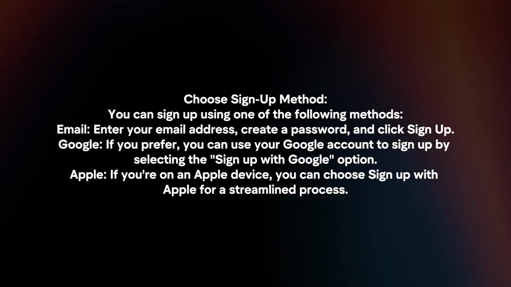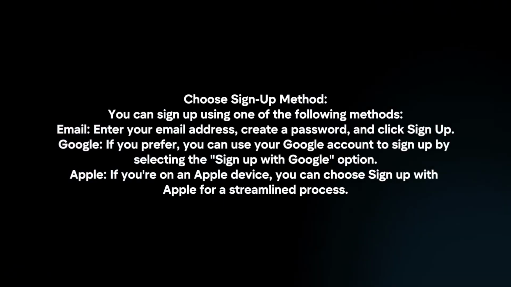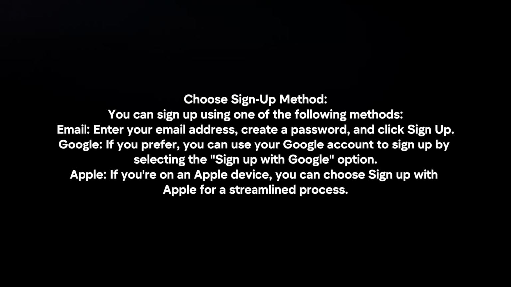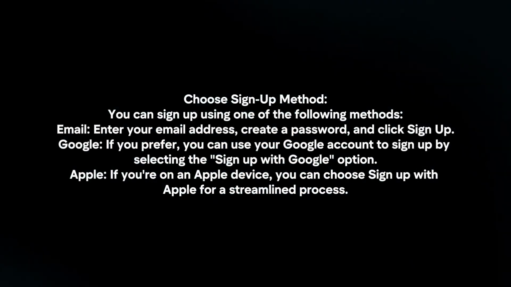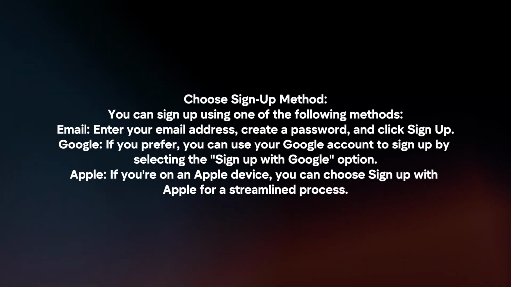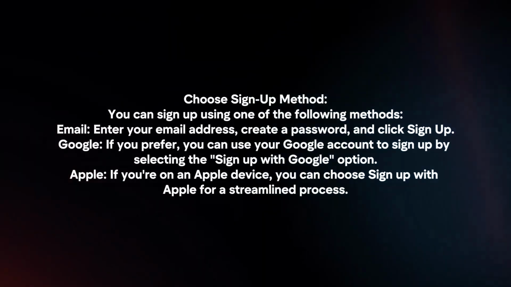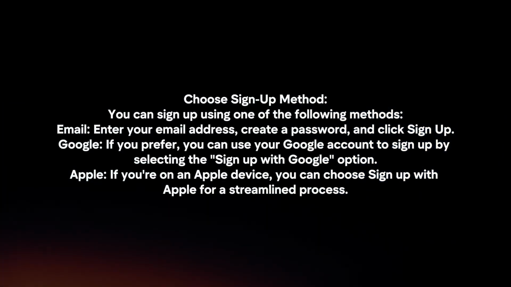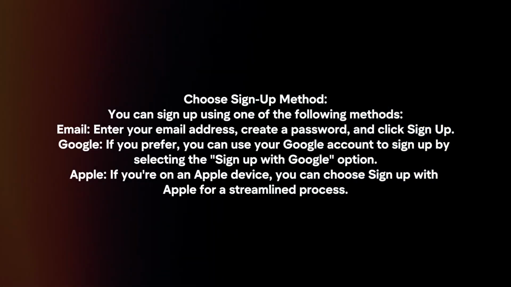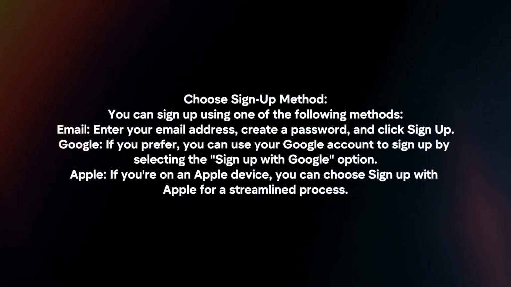Choose Sign Up method. You can sign up using one of the following methods. Email. Enter your email address, create a password and click Sign Up. Google. If you prefer, you can use your Google account to sign up by selecting the Sign Up with Google option. Apple. If you're on an Apple device, you can choose Sign Up with Apple for a streamlined process.